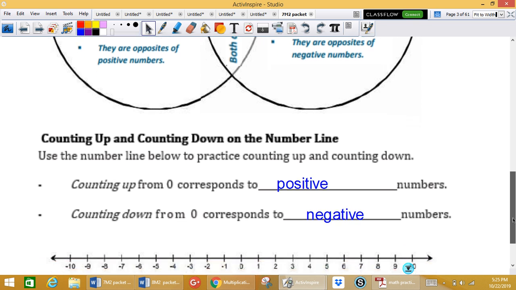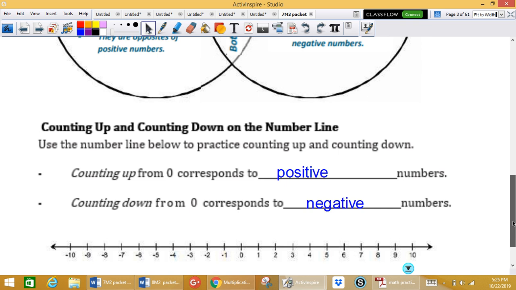Counting up and counting down on a number line. Use the number line below to practice counting up and counting down. Counting up from 0 corresponds to positive. Counting down from 0 corresponds to a negative number.